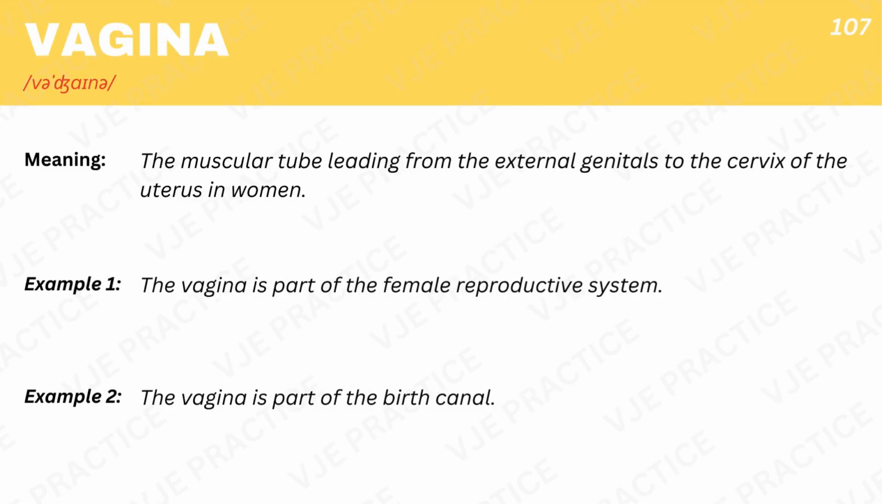Vagina, the muscular tube leading from the external genitals to the cervix of the uterus in women. Example 1. The vagina is part of the female reproductive system. Example 2. The vagina is part of the birth canal.